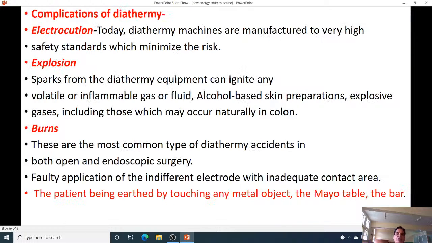Okay. So what are the complications? Why is diathermy, which is so good, now in the backstage, used rather for advanced surgeries only? Complications.